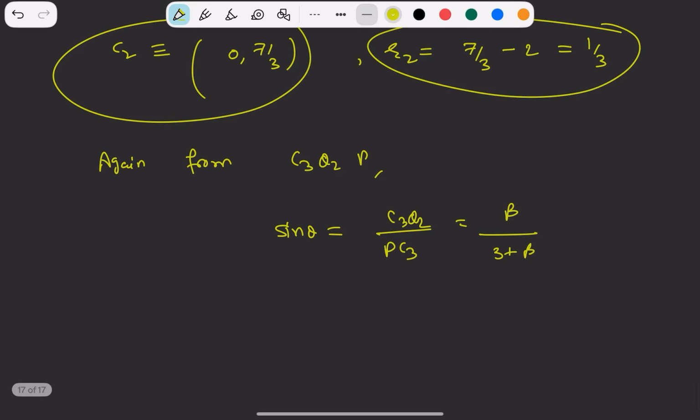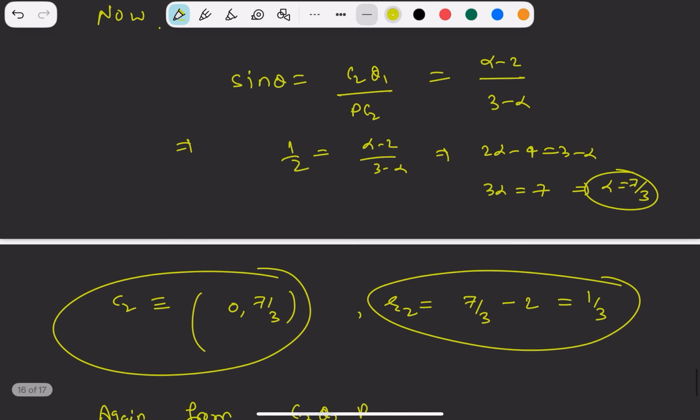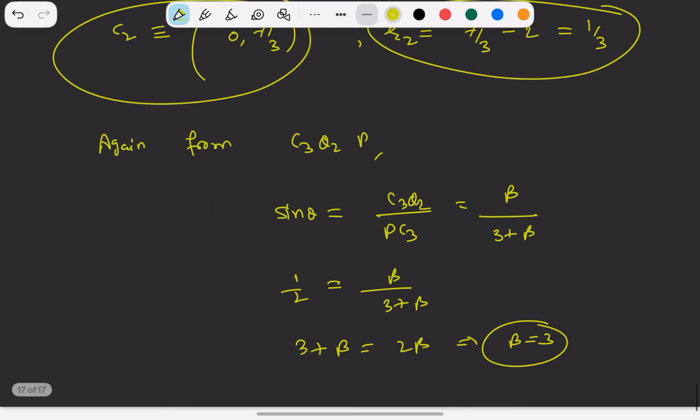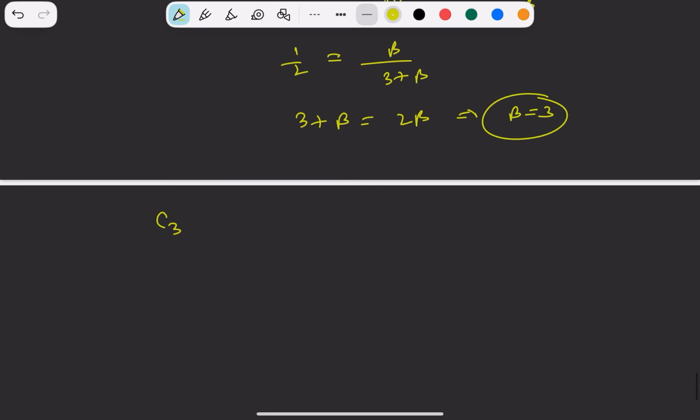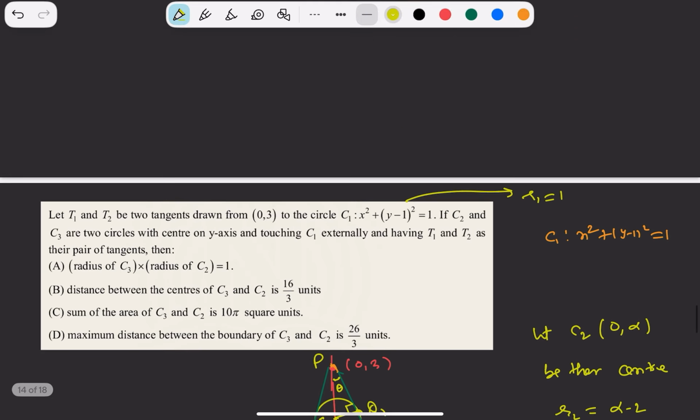So sin theta will be 1 by 2. So 1 by 2 equals beta over 3 plus beta. So 3 plus beta equals 2 beta. So beta equals 3. Now beta is 3. So what is the center we got here? Center C3 we got as (0, minus beta) and radius R3 is 3 itself. Now let's try to verify the options.